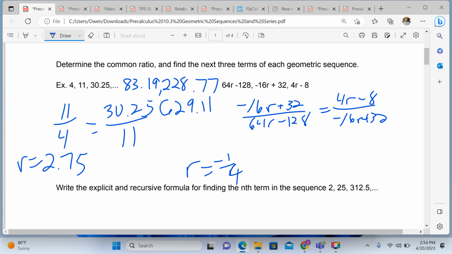r is 5 in the last problem. So for the next couple terms, I'm multiplying by negative 1/4 each time. I'm going to get negative r plus 2, and then I'm going to get r over 4 minus 1/2, and then negative r over 16 plus 1 over 8. So just keep multiplying by negative 1/4 each time.